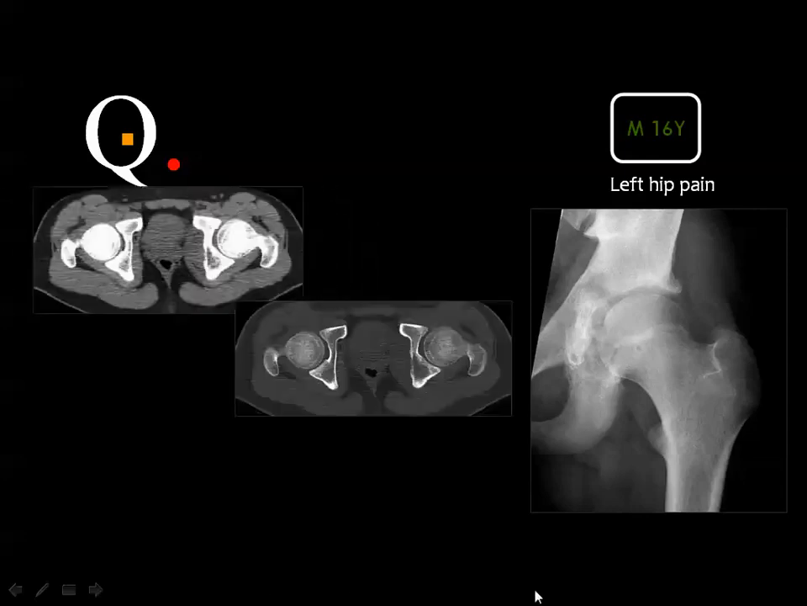Acetabulum is irregular. This is the CT scan of the same case. Soft tissue swelling.